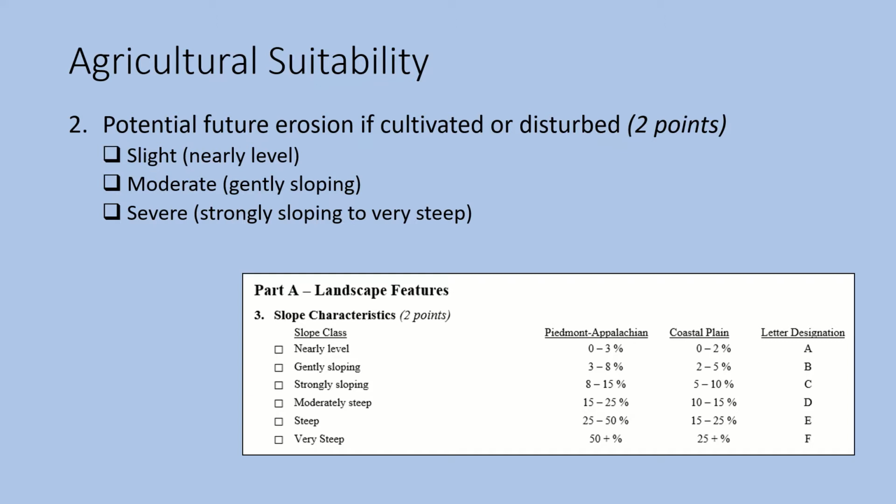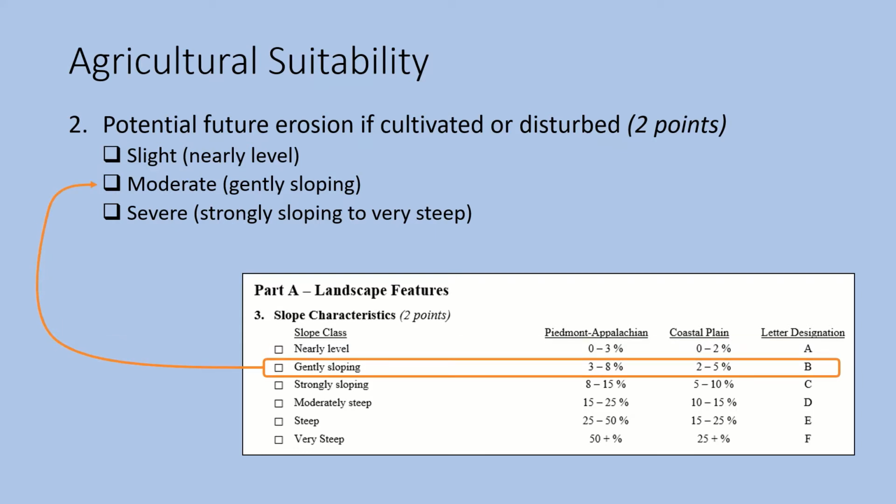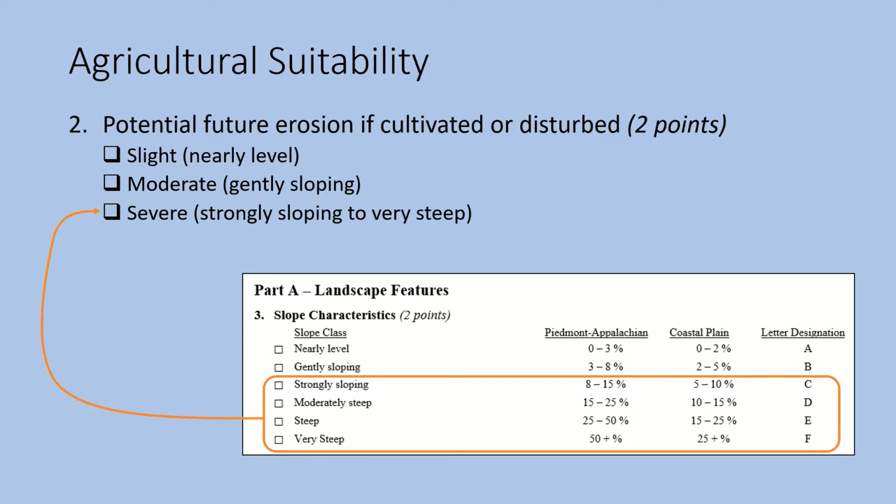Basically, a steeper site is more likely to have erosion. So if you determine that the site was nearly level, you would say that it had slight potential for future erosion. If it was gently sloping, that would be moderate. And if you thought it was strongly sloping or steeper, this would indicate that the potential for future erosion is severe.